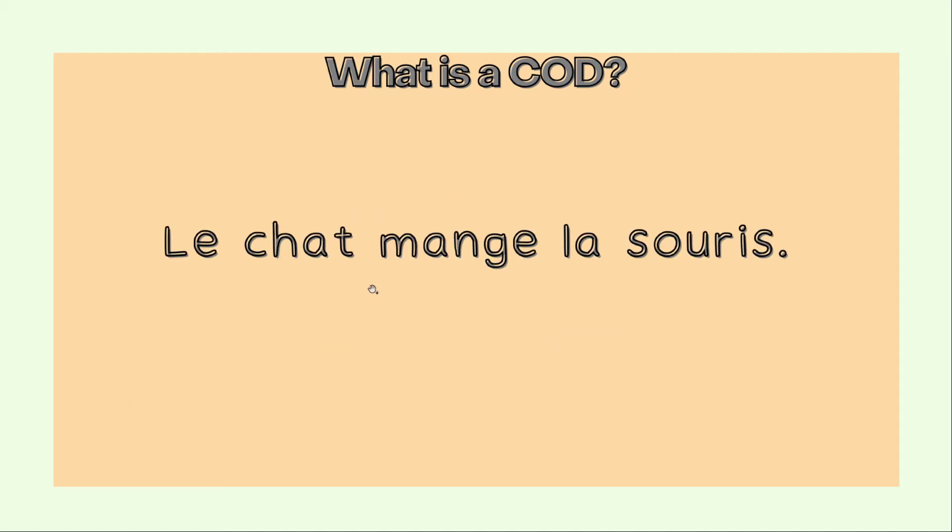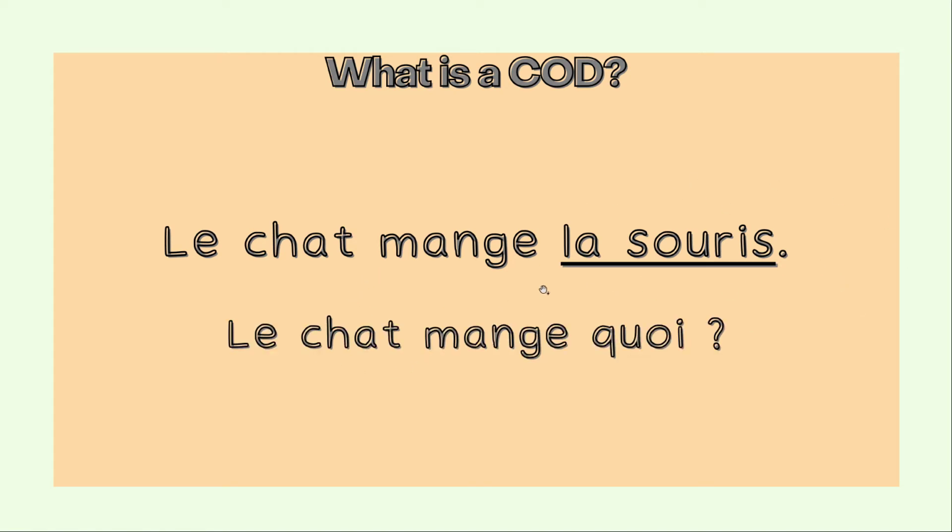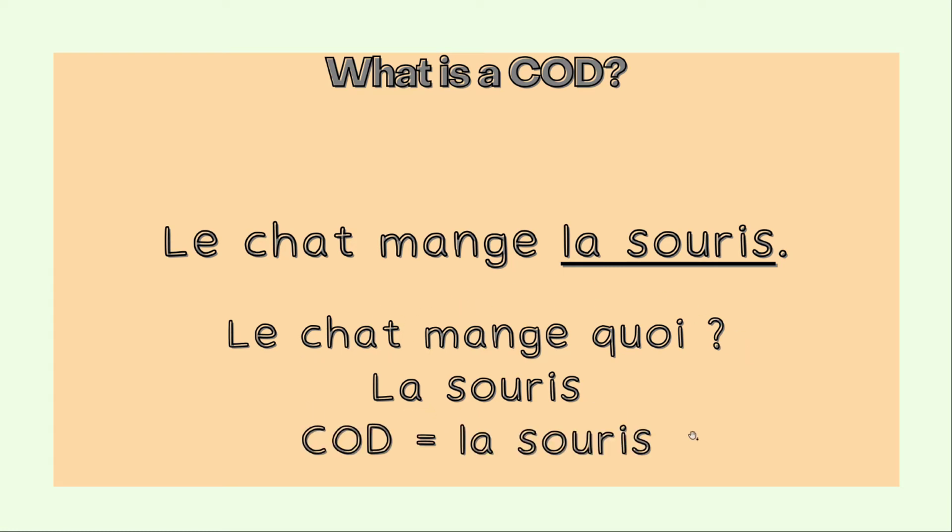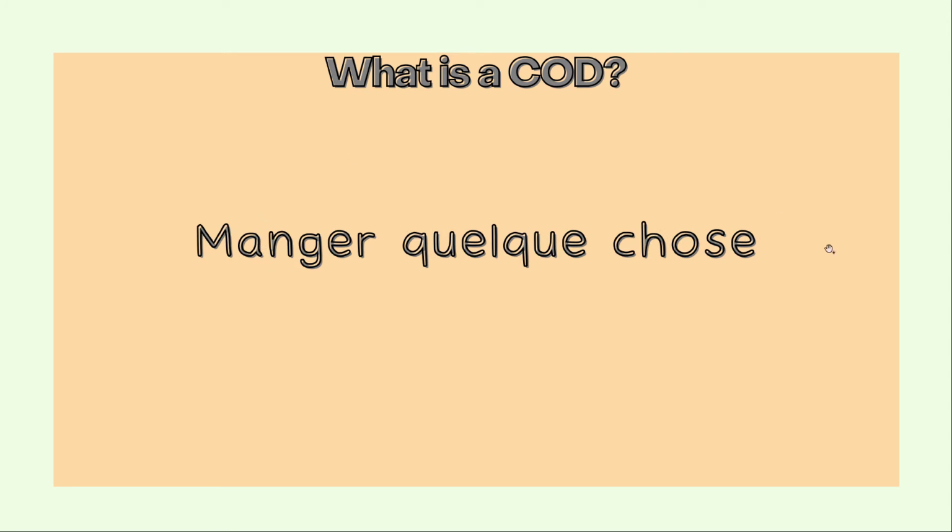For example, in the first sentence, le chat mange la souris, what is our COD here? Le chat mange quoi? What is the cat eating? La souris. Our COD is la souris. Our direct object is la souris. It is linked to the verb without any preposition in between. We say manger quelque chose. We don't say manger à quelque chose, so it is a direct verb.